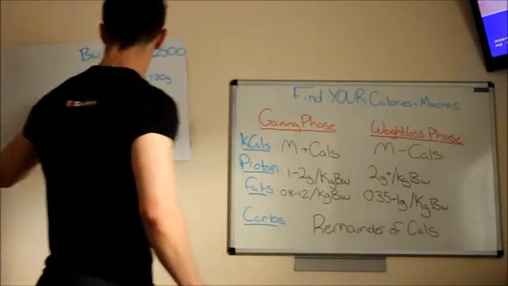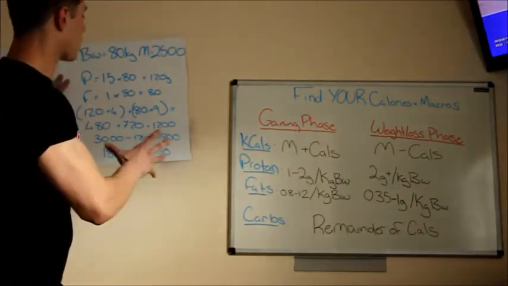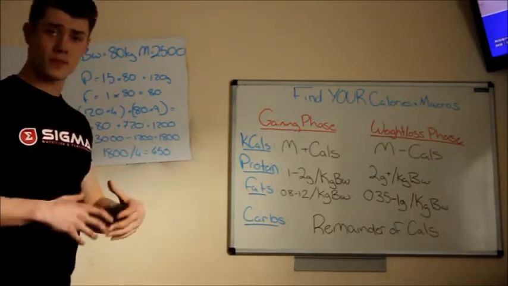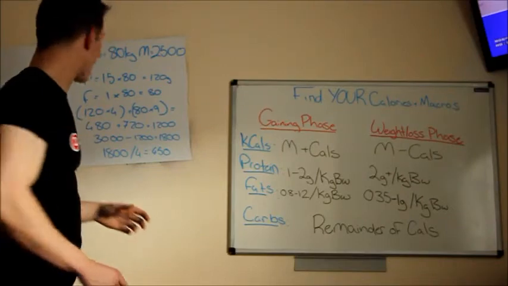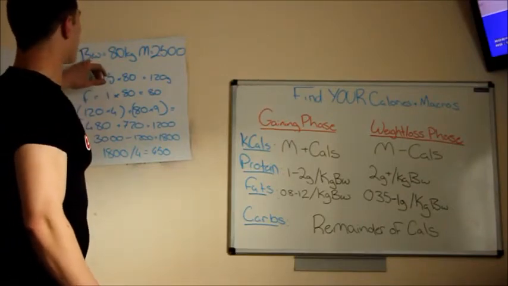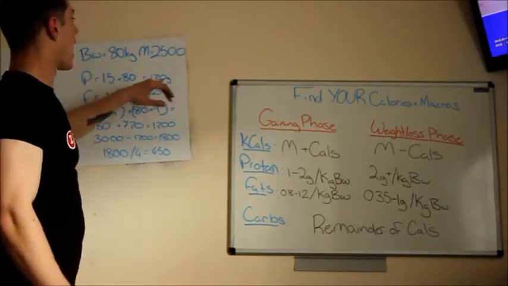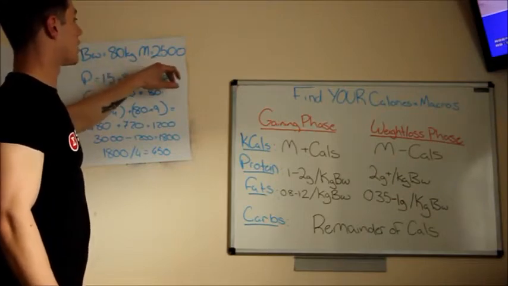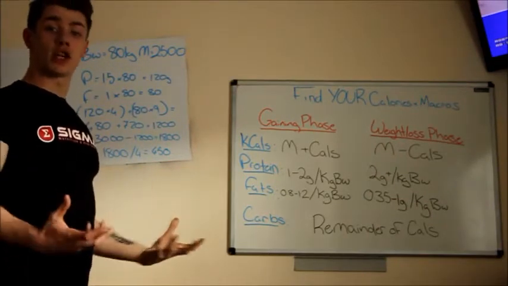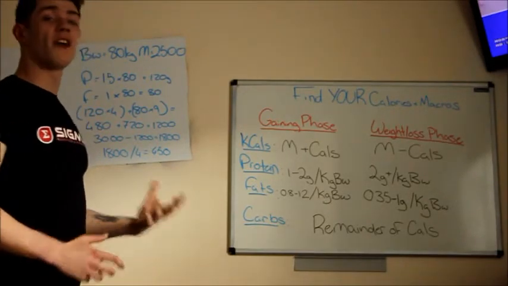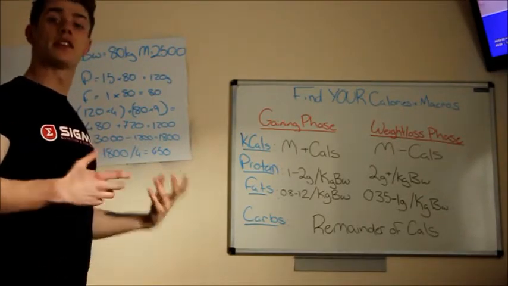So, I've done a small little macros for an imaginary person. For this video, we'll call him Gar. So, Gar's body weight is currently 80 kilos and we found that he maintains at 2,500. So, we're going to put him into a surplus. We're going to put him into a 500 calorie surplus to be exact.